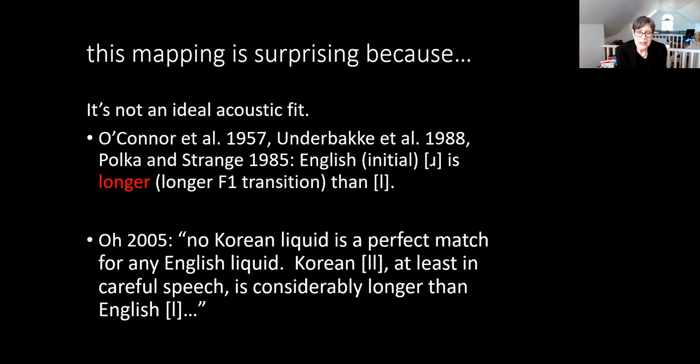This mapping is surprising for several reasons. One, it's not an ideal acoustic fit. So English R, at least in initial position, is longer than English L. And Korean geminate L is considerably longer than English single L. So in order to adapt the English single L to the Korean geminate L, you have to accept this much longer length.